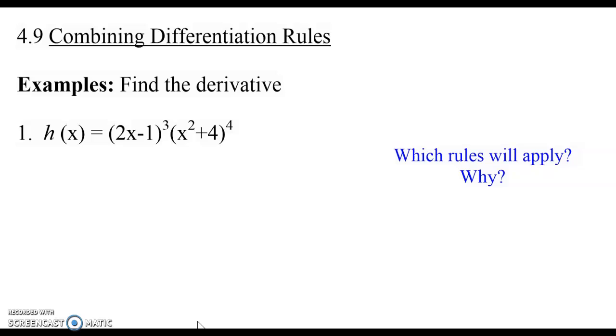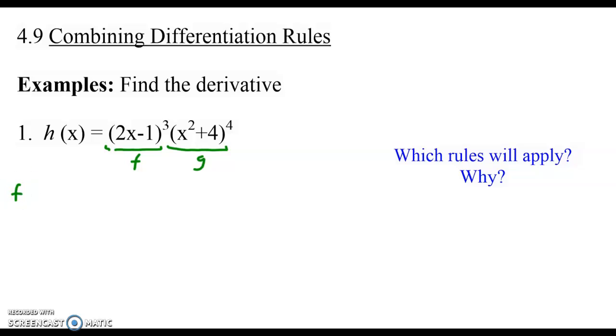So h of x is given here, and you can see that it has two parts being multiplied together. So most likely here we're going to use the product rule. We see this part is f, right? And this part is g, just like we did when we learned the product rule.